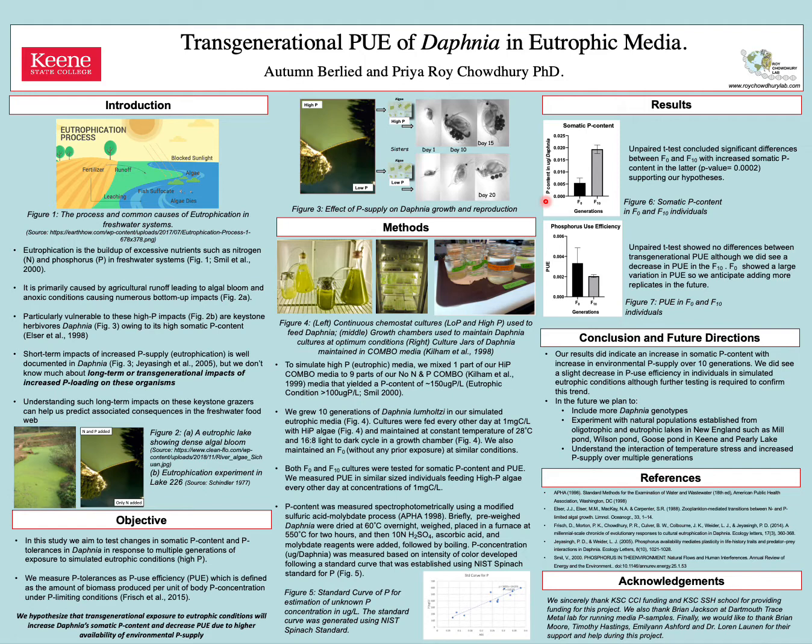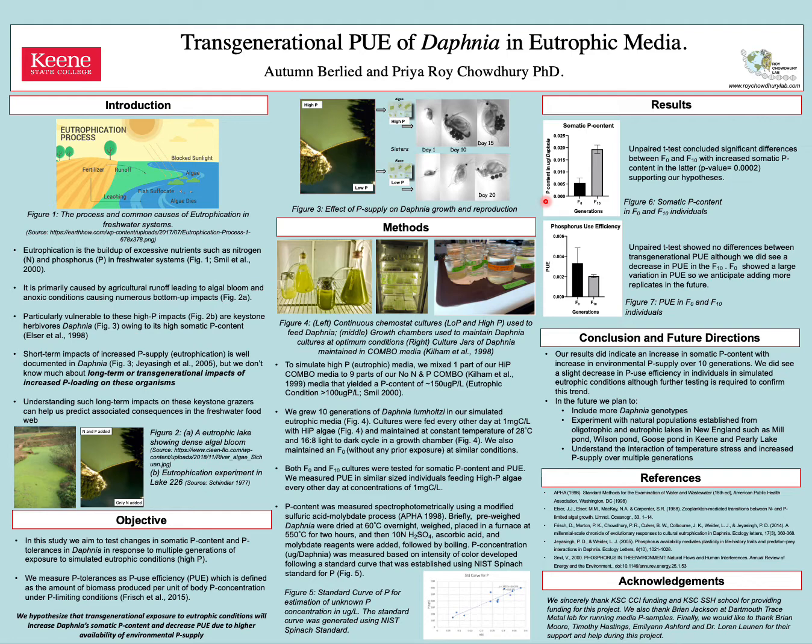P tolerance is measured as phosphorus use efficiency, or PUE, the amount of biomass produced per unit of body P concentration under P limiting conditions. In other words, if I expose my Daphnia to eutrophic conditions for 10 generations, will they become careless with how they process and use phosphorus? I hypothesized that the transgenerational exposure to simulated eutrophic conditions will increase the Daphnia's somatic P content and decrease PUE due to the excessive environmental supply.